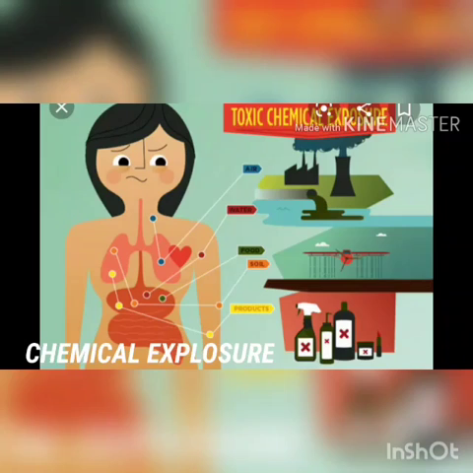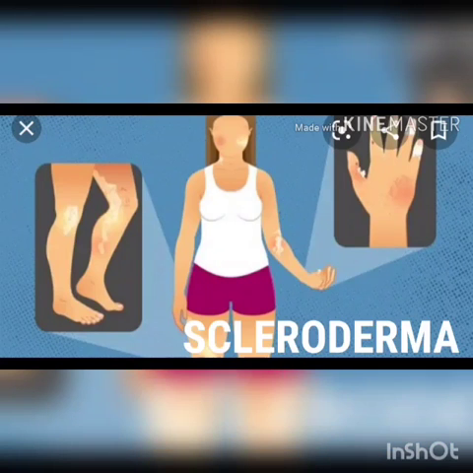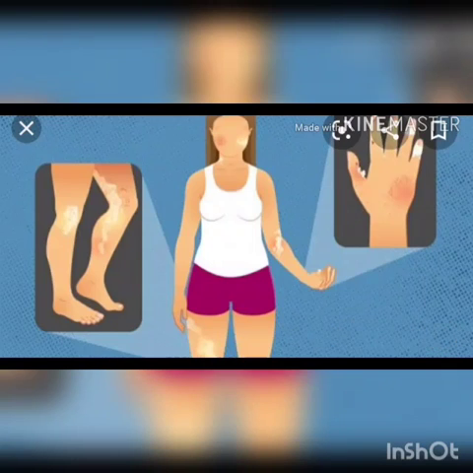So mainly it affects every organ of the human body such as lung damage, neck injury, eyesight loss. Fourth one, hypothyroidism. It causes Hashimoto thyroiditis, iodine deficiencies. Fifth one is scleroderma. It is a very rare skin disease and it involves hardening and tightening of skin and connective tissue in the human body.